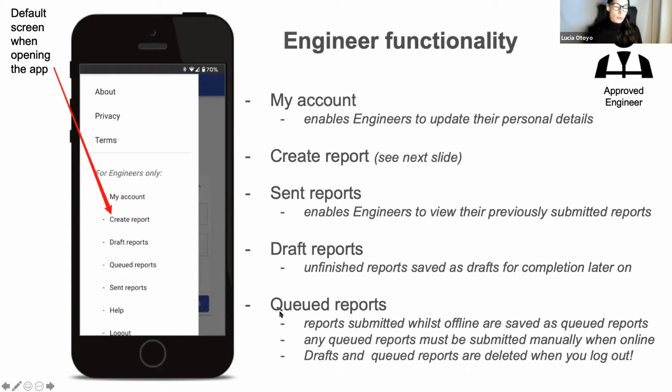So if you submit reports while you're offline, those reports will not be sent straight away, but you will see them in this option, queued reports. So they're saved within your phone. And only after you gain connection and manually submit those reports, then they will be sent off to the main server, to the main database that we've seen on one of the first slides.